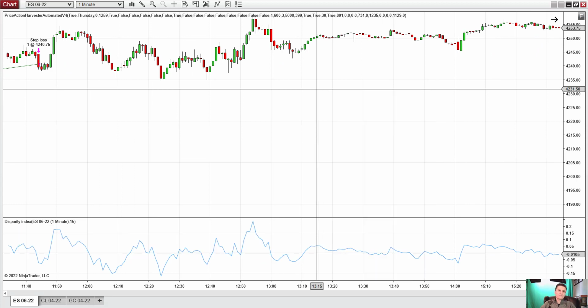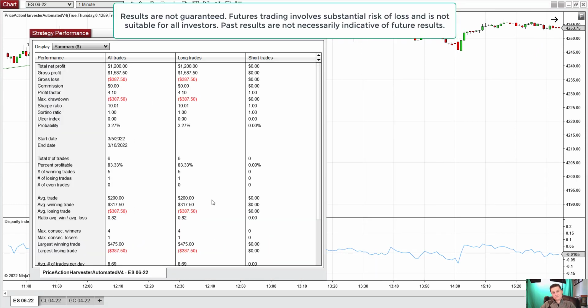Let's see how it did. 1,200. Okay, you're still up. You had more trades. Okay, but you're up less. So this is how you have to think about risk and reward. You have to make this determination as to how you want to trade.